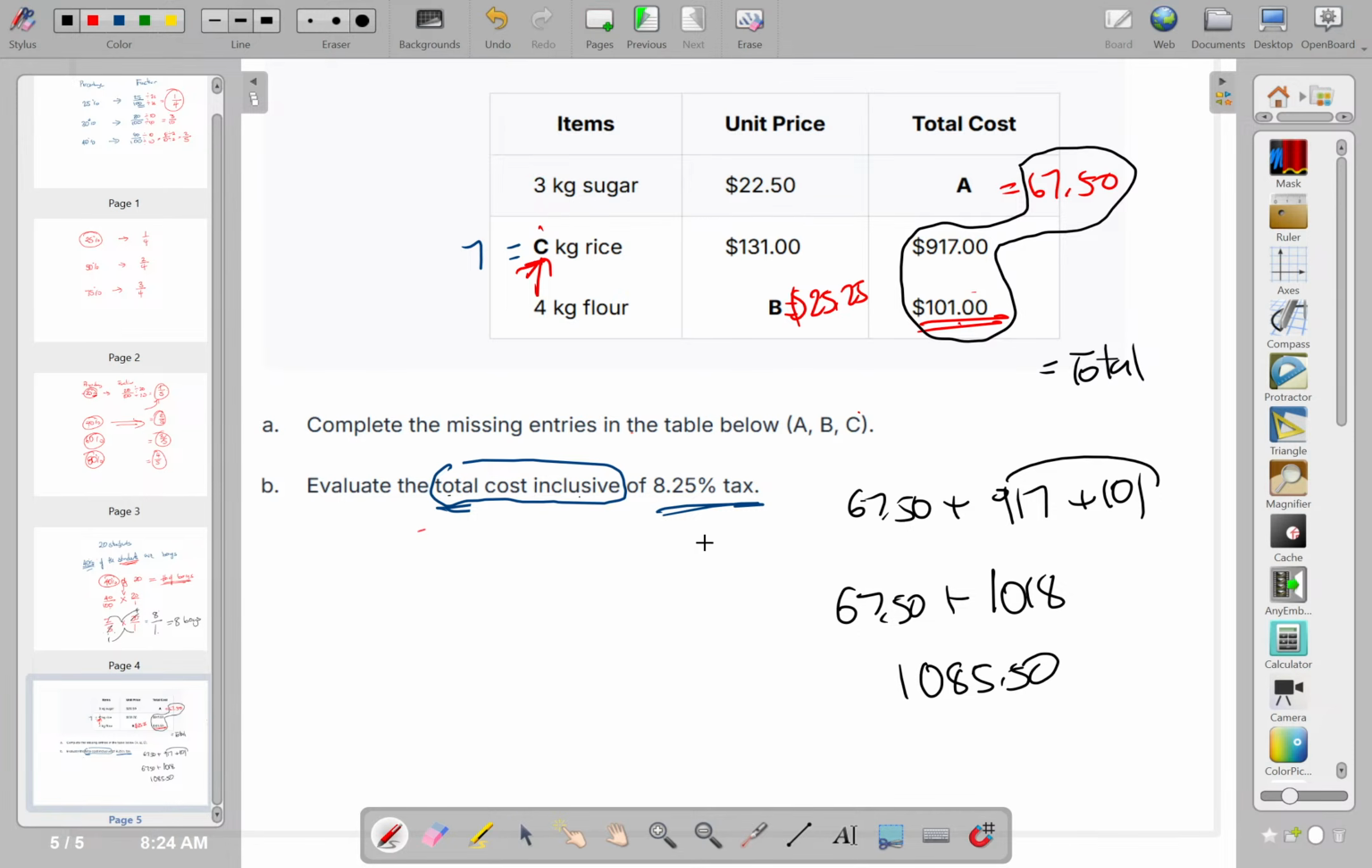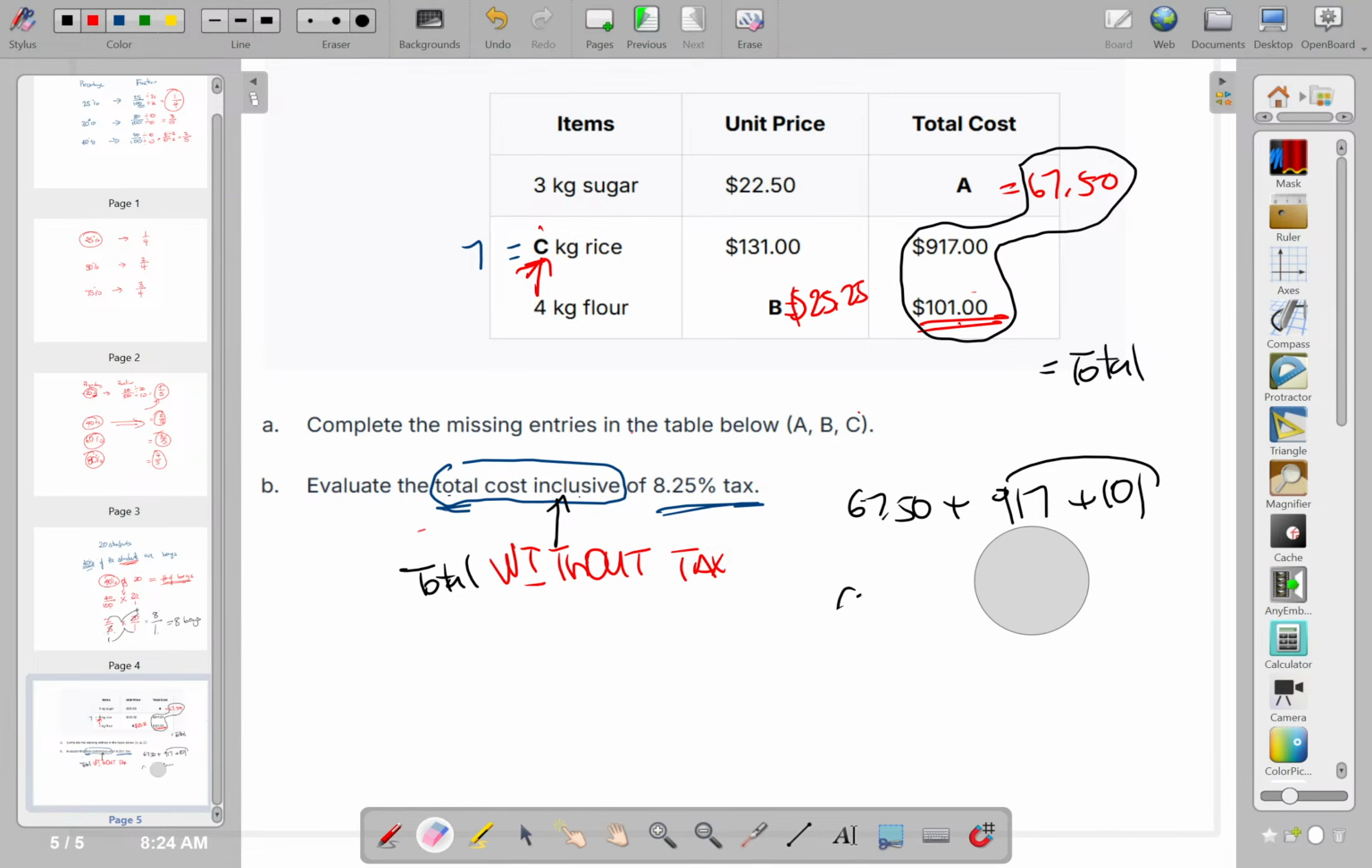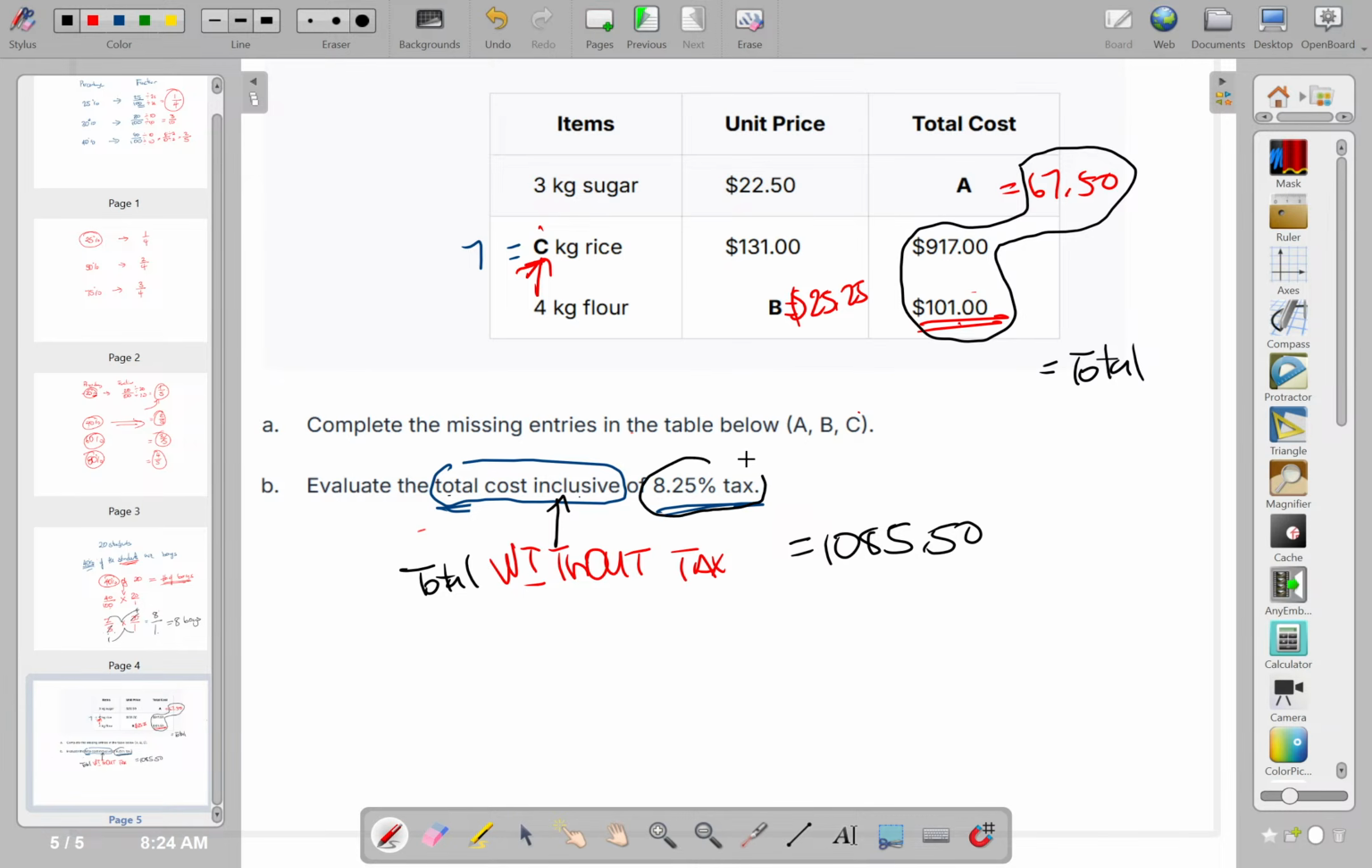All right, cool. Now it said inclusive. What does inclusive mean? So this is the total without tax, let me write it in big bold. Without tax. That's how much you expect it to be when you reach the register. You expected it to be 1,085.50. Now they said there's a particular thing that is added to the item. It's the tax. We must always pay the government, basically, right? So that's what the tax represents.